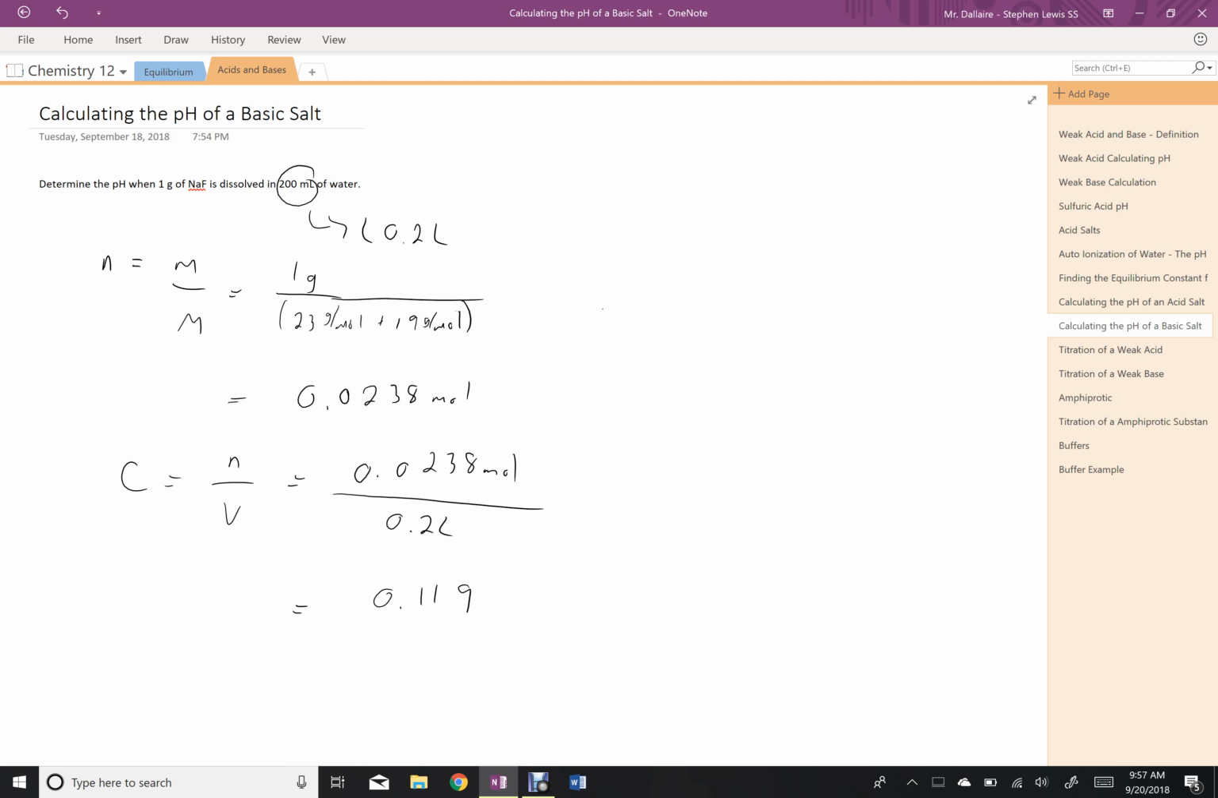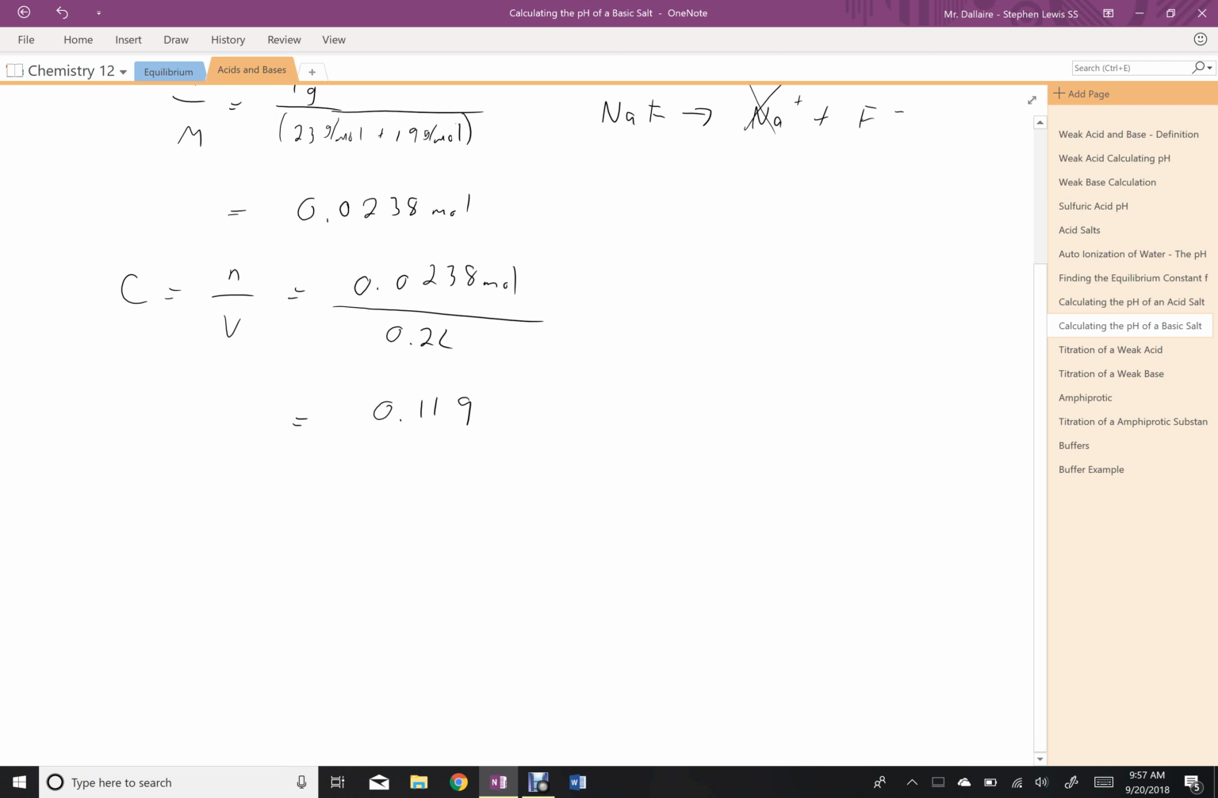Okay, now sodium fluoride is going to dissolve to form sodium plus and fluoride minus. Sodium is the conjugate of sodium hydroxide, which is a strong base, which means it's not going to do the reverse reaction, and so we can neglect it. F minus is the conjugate of HF, which is a weak acid, which means the reverse reaction is significant. So F minus plus H2O is going to form HF, acting as a base, taking the hydrogen and leaving behind hydroxide.